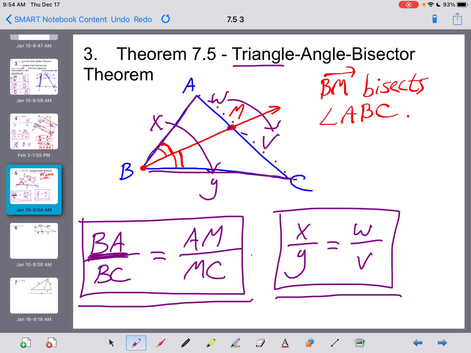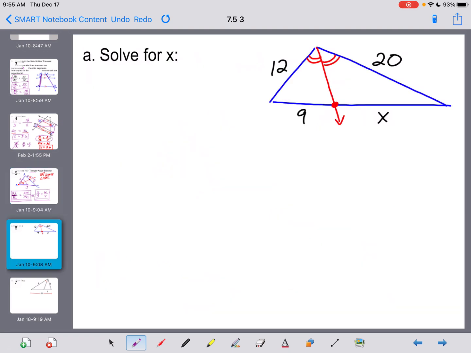Okay, so both of those are correct ways of interpreting the angle bisector theorem. Let's see it in action. So what do we have? We have a nice, pretty triangle in blue. It had three sides, and the 12 and the 20 are the two sides that did not get cut by this red angle bisector going down the middle.